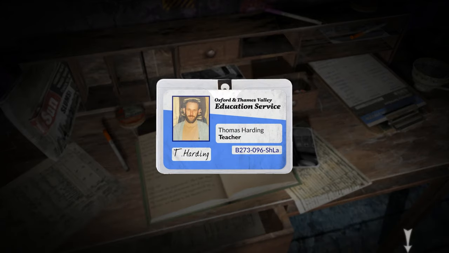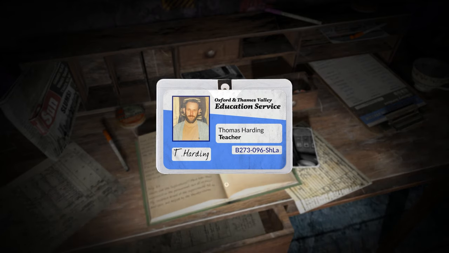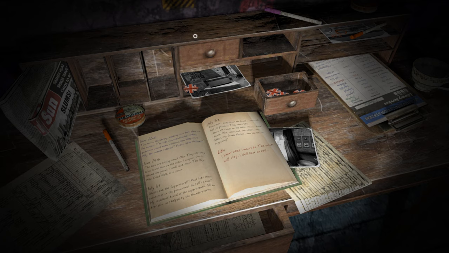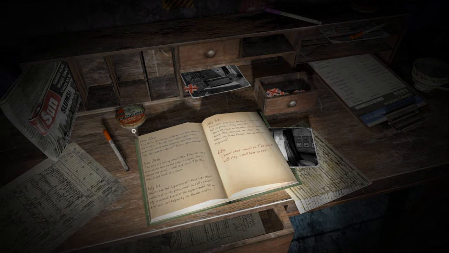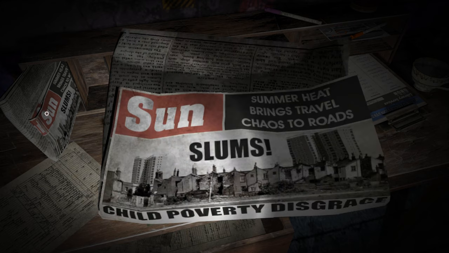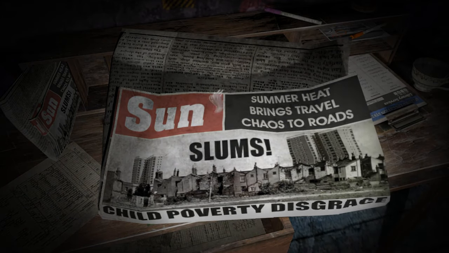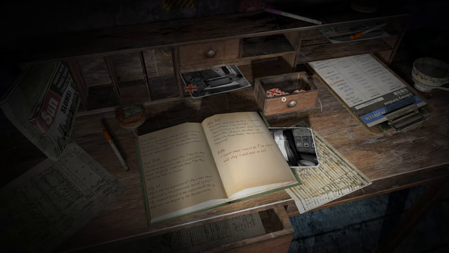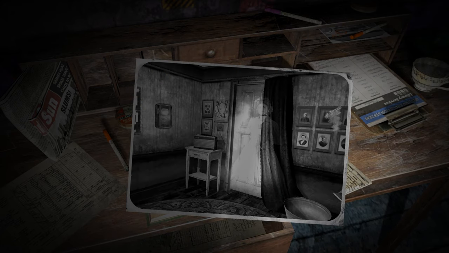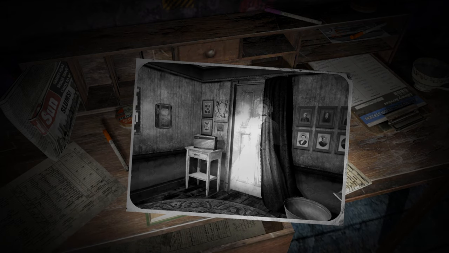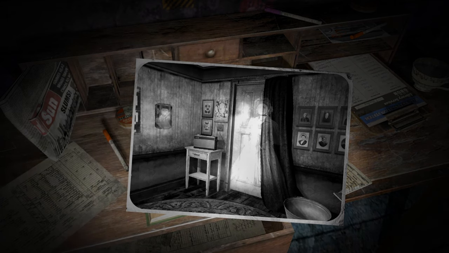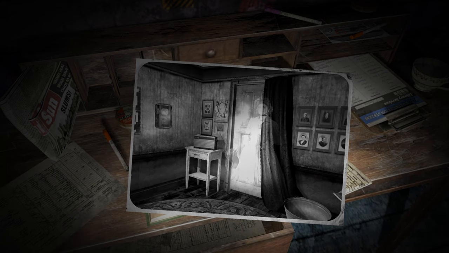Thomas Harding was what exactly? Just teacher. Not more specific than that. Radio in the attic. Metabalm, antiseptic ointment. The sun. Summer heat brings travel chaos to roads. Slums. Child poverty disgrace. Another figure. And there's the radio back there. Oh, that's the room with the stopped clock in the attic. I wonder if I should take the radio and, like, put it where it is in the pictures.